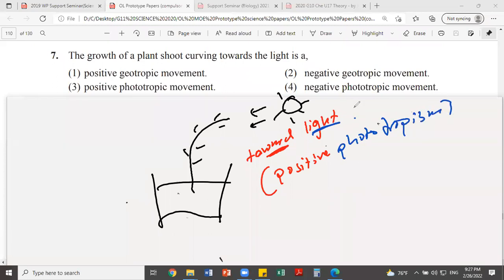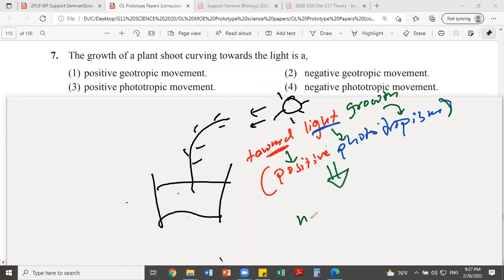With the bending there's a growth, that is called tropism. This is how you get it. Towards light there's a growth, therefore we call it what? Please think very logically when you're writing this. Towards means positive, right? Light means photo. With that there's a growth, that is called tropic movement, tropism. Positive phototropism.